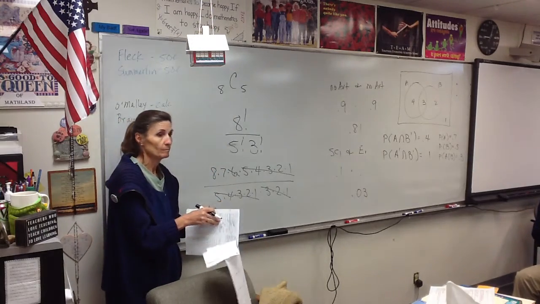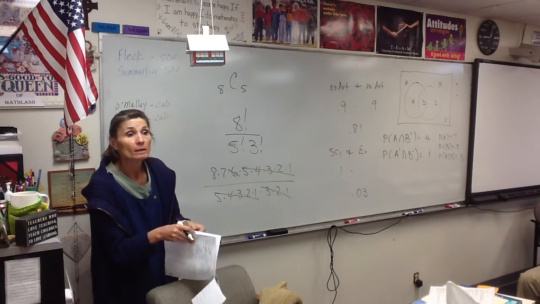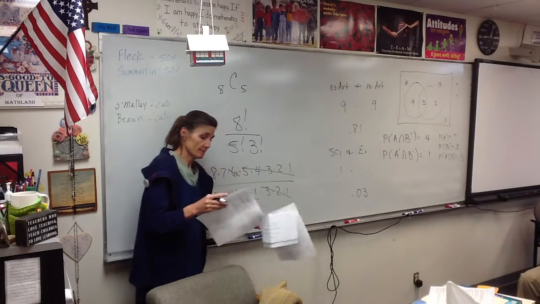How is the 6 canceled out? Because 3 times 2 times 1 is 6.